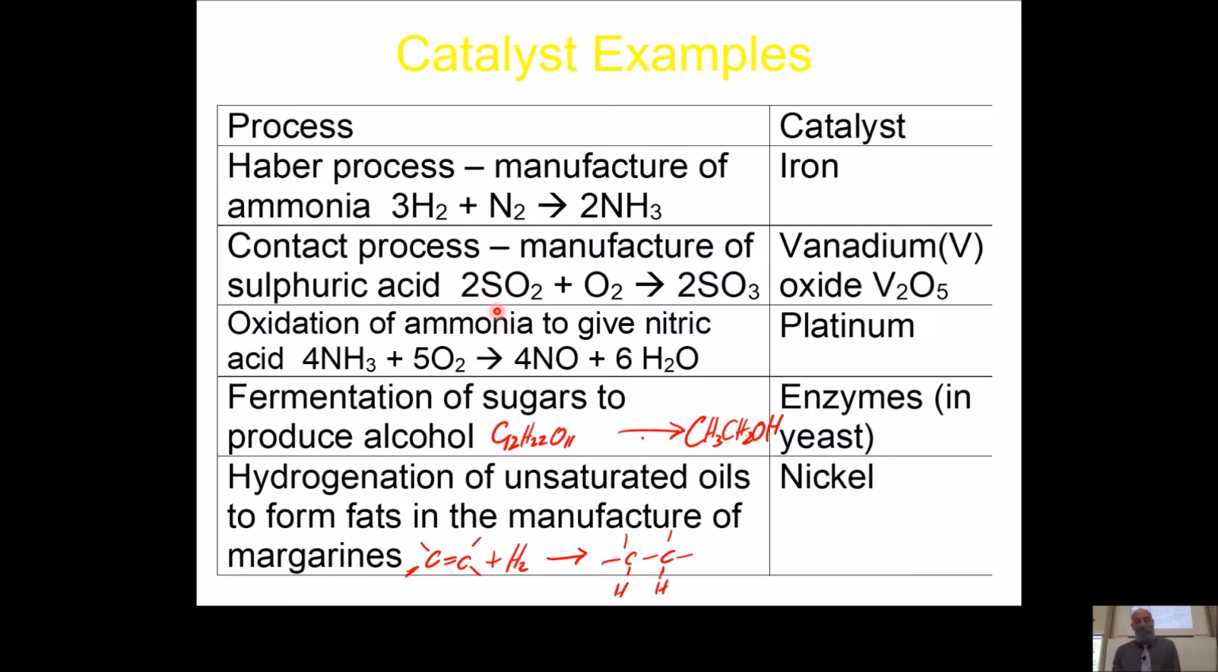So, catalyst examples. There's a section of the work called chemical industry where you have to look at a few specific industries, and the one they look at is the fertilizer industry. One of the reasons is because it's one of the most important industries in the world. Food and food security is a massive issue. So, Haber process.